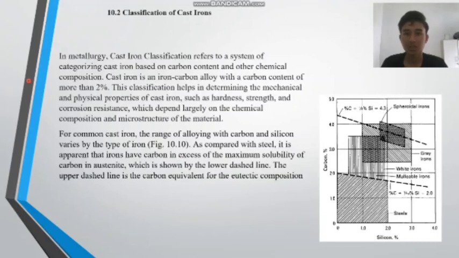Next, 10.2 Classification of cast irons. In metallurgy, cast iron classification refers to a system of categorizing cast iron based on carbon content and other chemical composition. Cast iron is an iron-carbon alloy with a carbon content of more than 2%. This classification helps in determining the mechanical and physical properties of cast iron, such as hardness, strength, and corrosion resistance, which depend largely on the chemical composition and microstructure of the material.